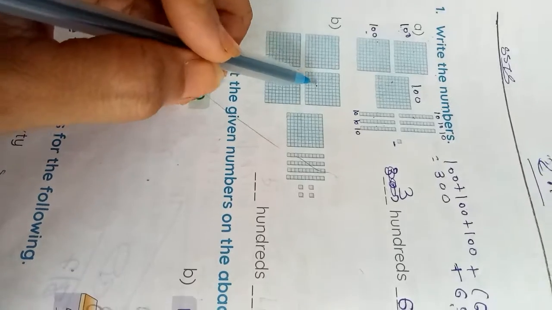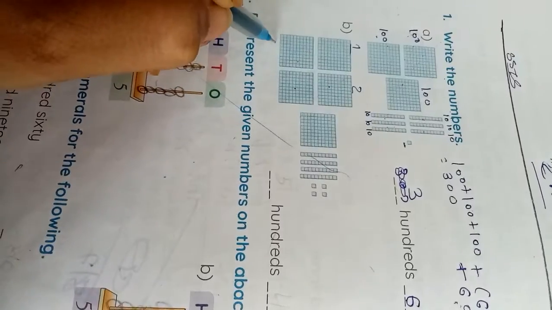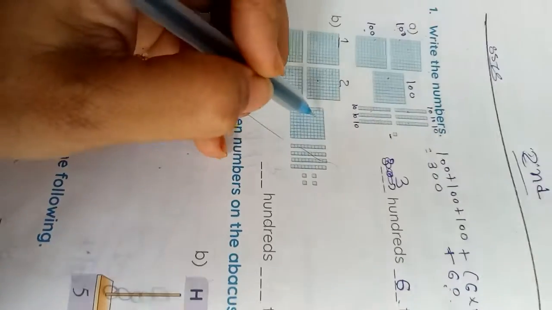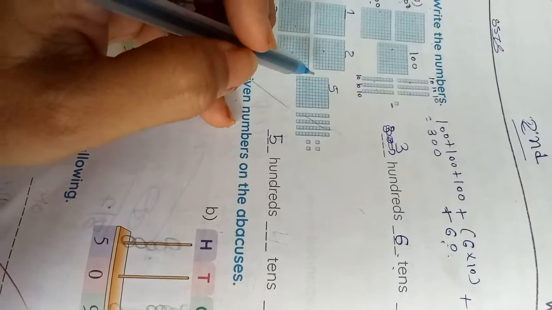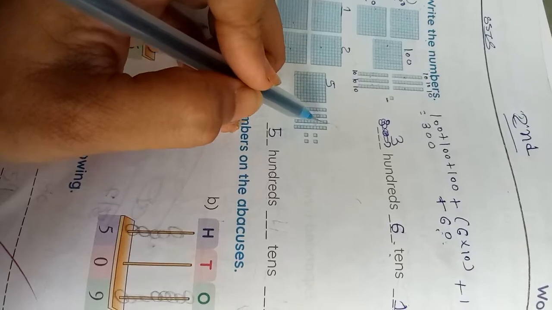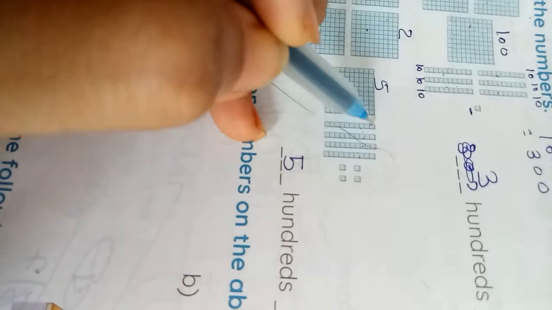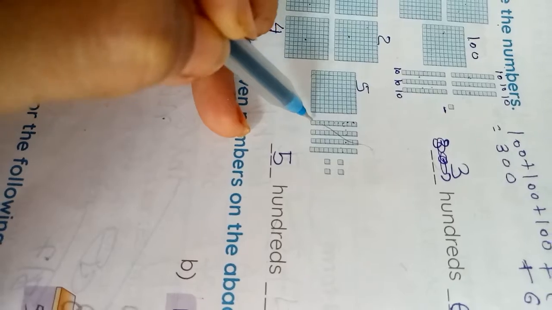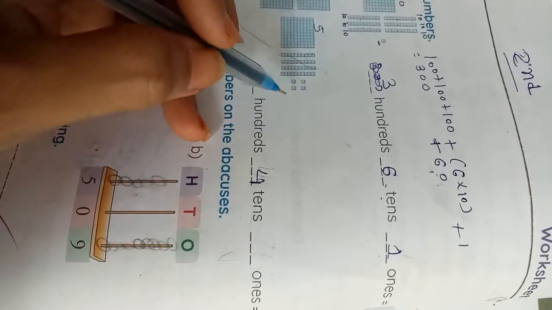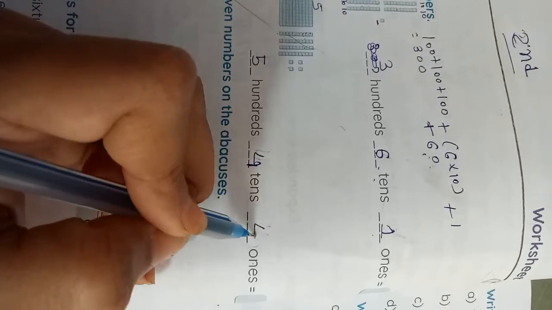In this, 1, 2, 3 and 4. So this is the 100, 200, 300, 400 and the 500. So it has 500 boxes, and these are tens: 1, 2, 3, 4. If you count the number of boxes, see 1, 2, 3, 4, 5, 6, 7, 8, 9 and the 10. So 4 tens. And the number of ones equals 1, 2, 3 and the 4. 4 ones.